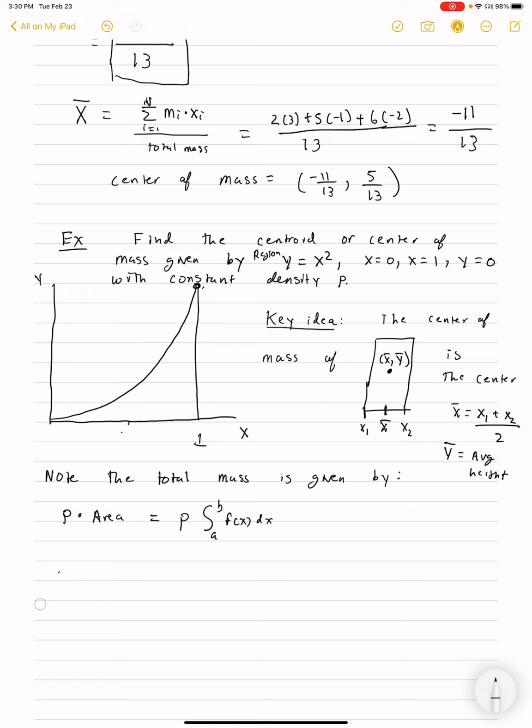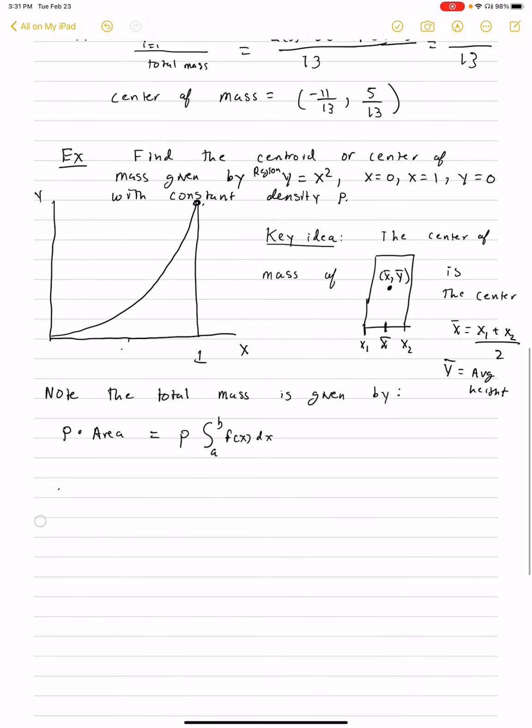One other thing, because we'll need to know this, is that the total mass is given by density times area. After all, rho is the mass per area, and if I know how much area there is, I know what the mass is. In general, that's rho times the area, and the area is given by the integral from a to b of f of x dx. So this is rho times the integral from 0 to 1 of f of x, which is x squared, and this evaluates to rho over 3.